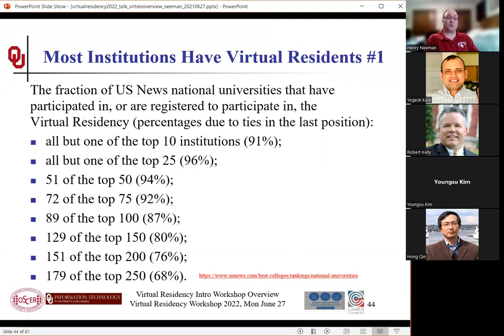Most institutions have virtual residency as well. There's only one top 10 institution that we've been hammering on. I've sent them a lot of emails, but I haven't convinced them just yet. And that same one is the only one in the top 25. This is silly. It says 51 of the top 50, and that's less than 100%. That's because there's a tie at number 48 or 49 or something, so the top 50 is actually like 54 institutions. 72 of the top 75, 89 of the top 100, and so on and so forth. It's very, very common to have virtual residency.